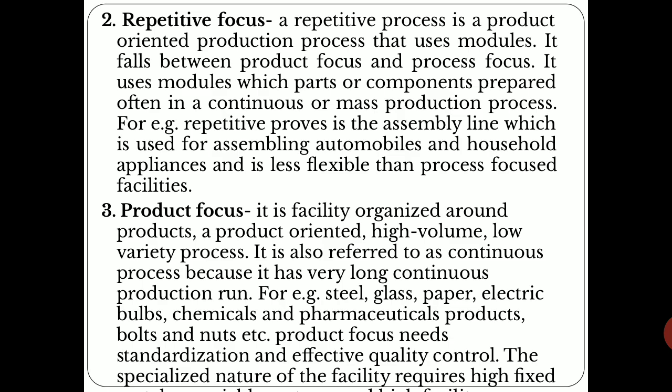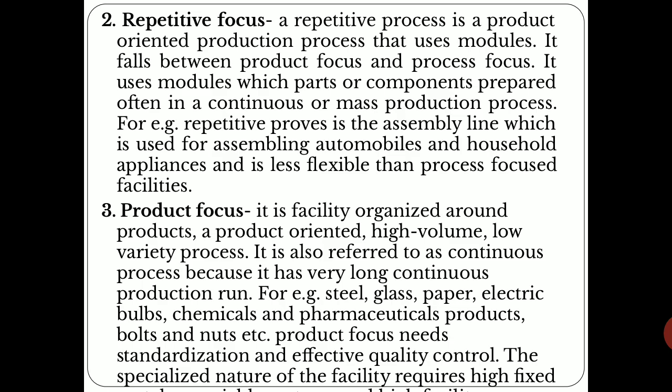The third strategy that comes up in the series is said to be product focus. Now what happens here? It is the facility organized around the product. That means here the product is important. A product oriented, high volume, low variety process. Here high volume may be there, but the variety may be very low. That means standardized products are produced. It is also referred to as a continuous process because it has a long continuous production run.